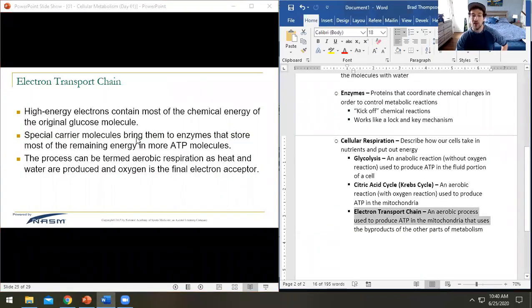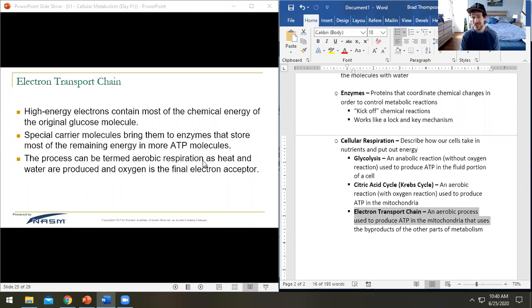So special carrier molecules bring them to the enzymes that store most of the remaining energy. We call that aerobic respiration, and a whole bunch of heat is going to be released. Now, here's the thing, there's still a lot of energy there, and most of it got turned into ATP molecules. So it's like we took energy and we squeezed it into a molecule, and it's very stable, and we can use it to produce energy later.